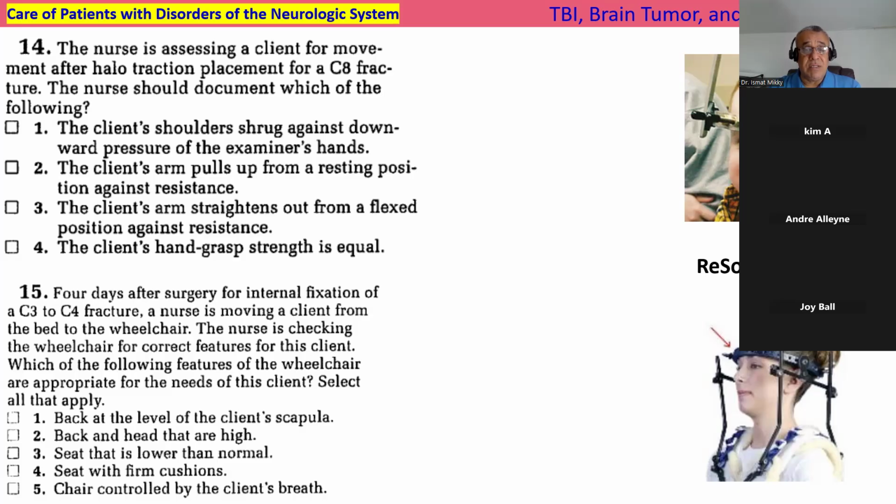So this client cannot use his arms and will need an electric chair with breath, chin, or voice control to manipulate movement of the chair. A firm or hard cushion is not good because it would add pressure to the bony prominences, and that's going to eventually lead to skin pressure ulcers. Instead, the cushion should be padded to reduce the risk of pressure ulcers. So that's why the answer is 2, 3, and 5.